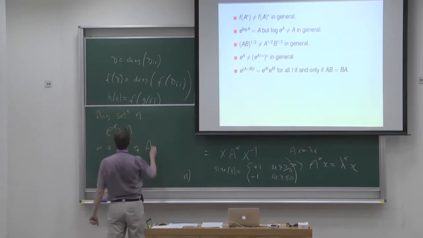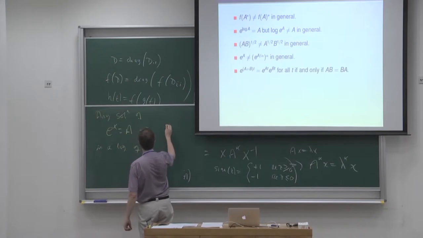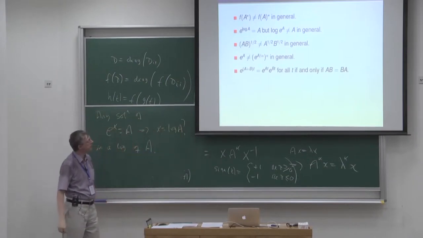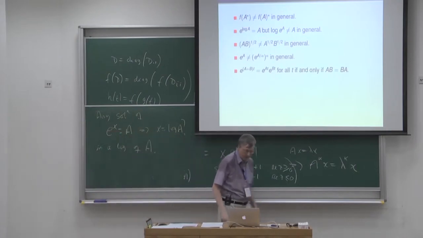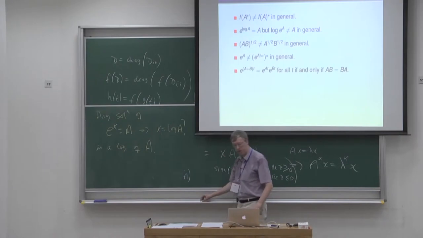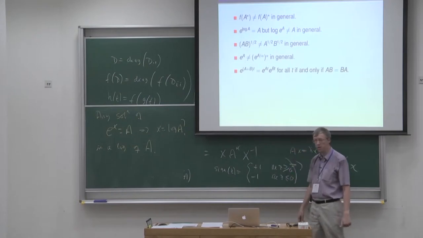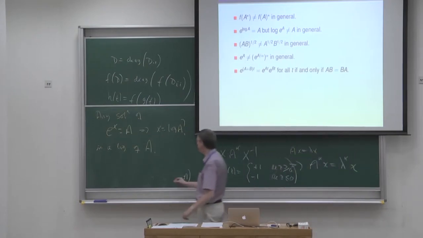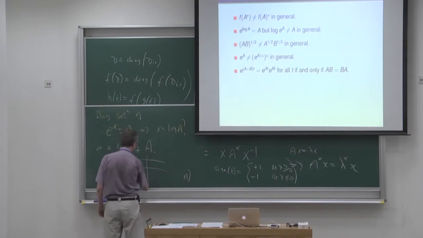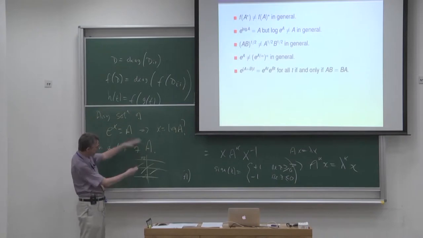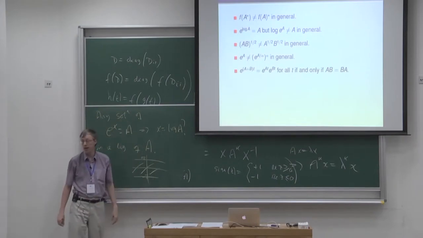But if I take log of both sides, does that imply x is log a? Can I just take log of both sides? Well, if I'm using the principal logarithm, then the answer is clearly no. The reason is that A is an arbitrary matrix here. But the principal log has to have its eigenvalues in the strip from minus pi to pi. So the eigenvalues of log have to lie in there. The eigenvalues of A can be anywhere, so log of e to the A just cannot be equal to A in general for the principal log.